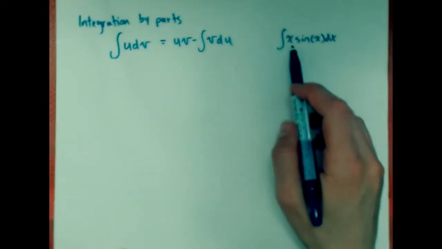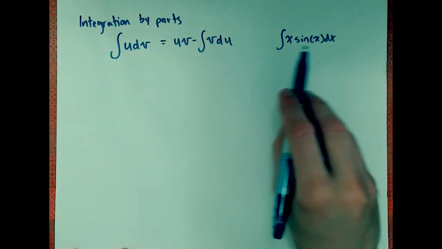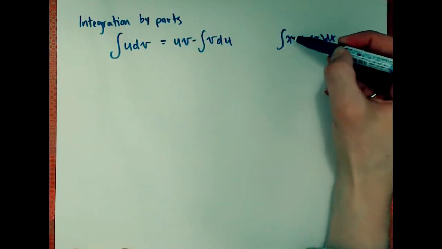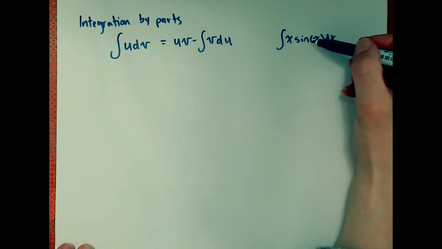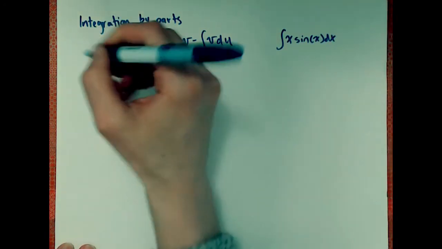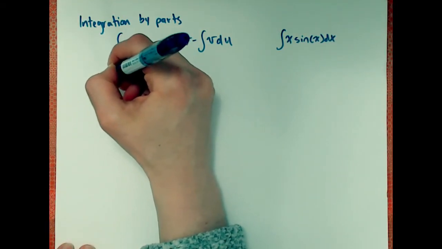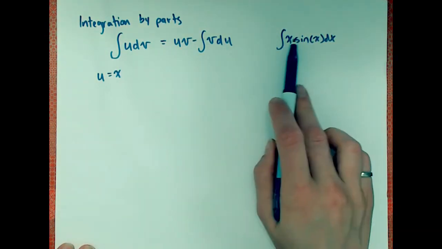So for this one, you actually choose something that you want to take the derivative of, and you choose something that you want to take the integral of. So in this case, if I take the derivative of x, it's just going to become dx, and it's very simple. And the integral of sine x is going to be minus cos x, so it stays pretty simple as well. So I'm going to set u equal to x. So that means I'm saying the u from this equation, I'm calling it the x here.